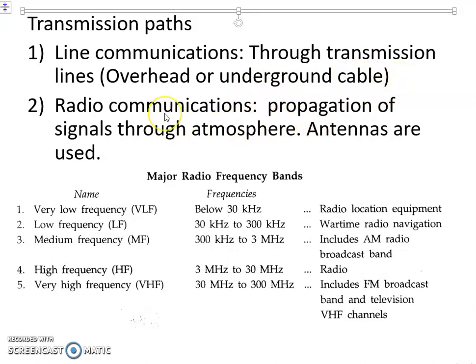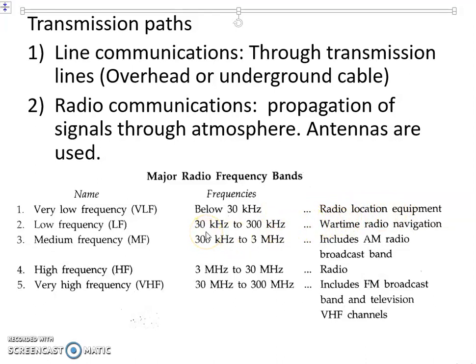Now the radio communication. In the case of radio communication, the propagation of signals is through the atmosphere, and for this purpose antennas are used. So here the major frequency bands are shown and the purpose for which they are used is also mentioned here. Very low frequency, VLF, is below 30 kHz and it is used for radio location equipment.